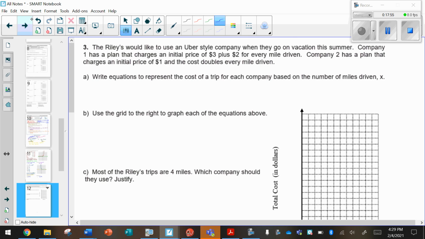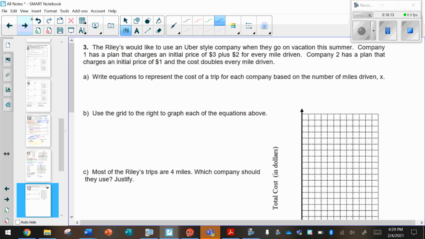All right, I hope we're doing good. Now we're going to do an application. All right, word problems and applications for exponentials go all the way from banking to population growth to Riley using an Uber-style company for when she goes on vacation this summer.